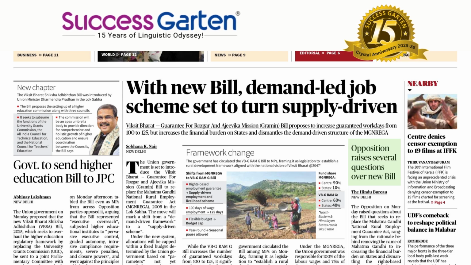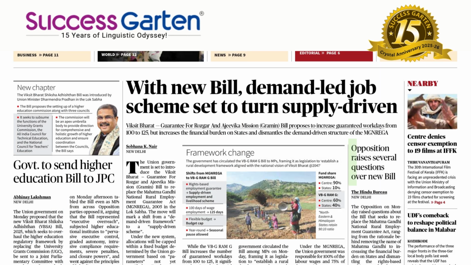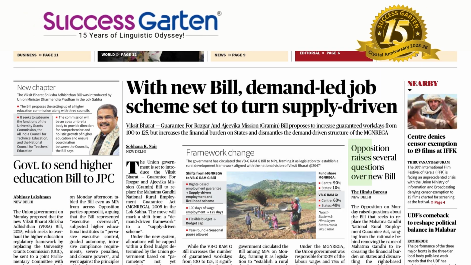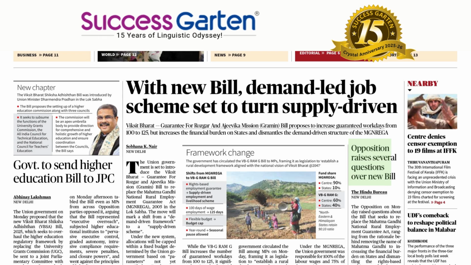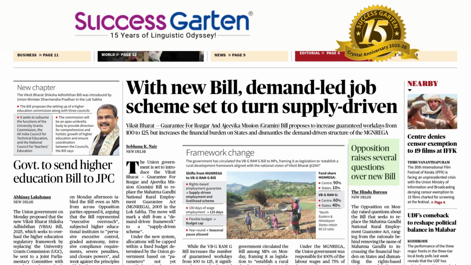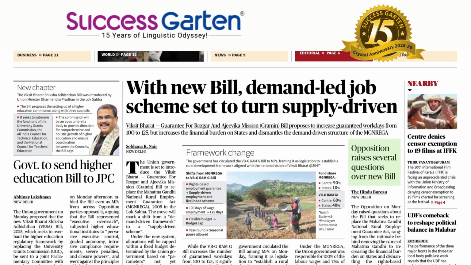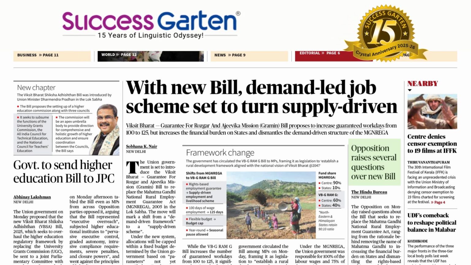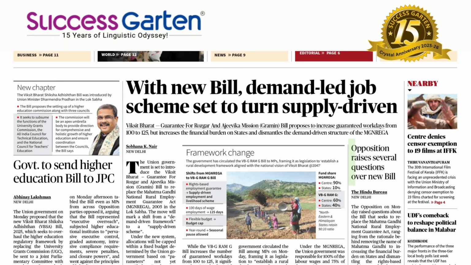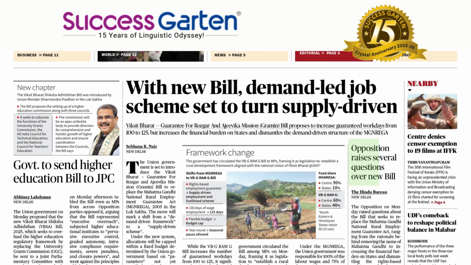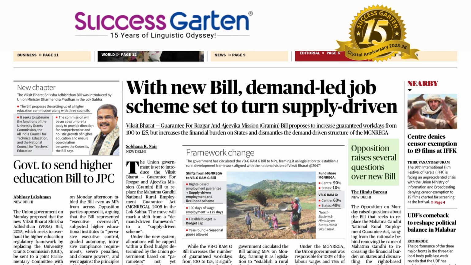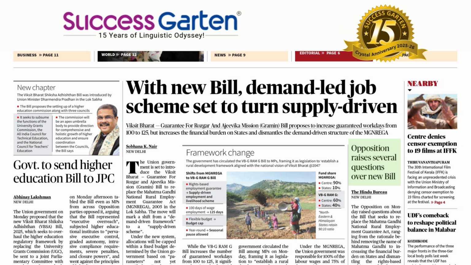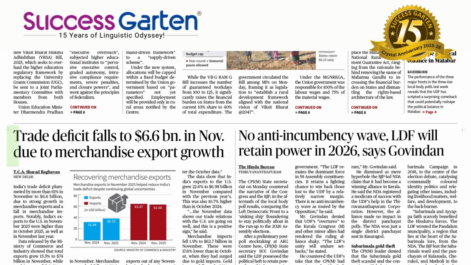Opposition raises several questions. Q-U-E-S-T-I-O-N. As you know, the letter Q doesn't have any sound of its own in the English language. That will be compensated by the K-V combination. Question. That STI will have the CH sound. Question. Opposition raises several questions over new bill. Opposition does raise several questions. Why does opposition raise several questions? Several questions are raised by opposition. Opposition raises several questions, doesn't it? Now we move to the next news item.